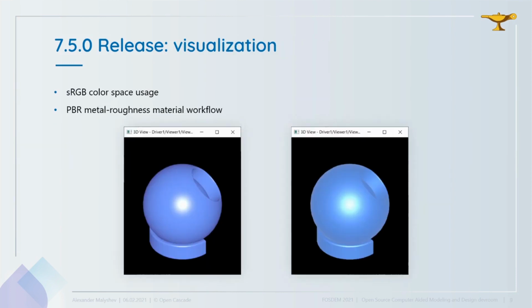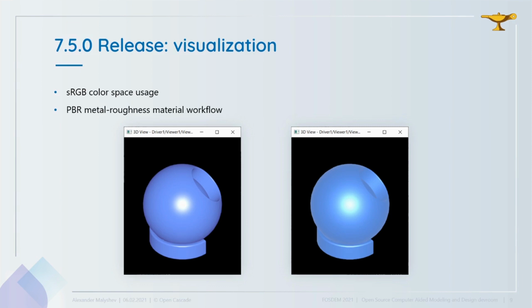Visualization, sRGB. Now our three-dimensional viewer works with the sRGB color space. This feature is essential for correct handling of semi-transparent materials and drawing gradients blended in linear color space, not gamma-corrected one. And it is also essential for PBR workflow.